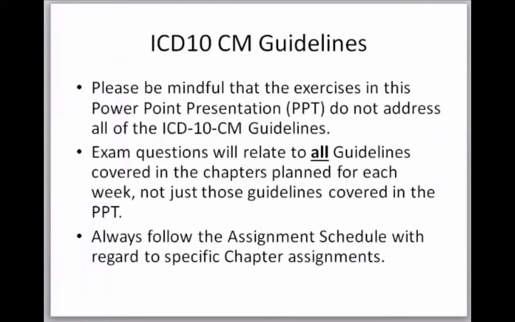Okay, as always, be mindful that the exercises in this PowerPoint do not address all of the guidelines. Exam questions will relate to all the guidelines covered in the chapters planned for each week, not just those guidelines covered in the PowerPoint. Always follow the assignment schedule with regard to specific chapter assignments.